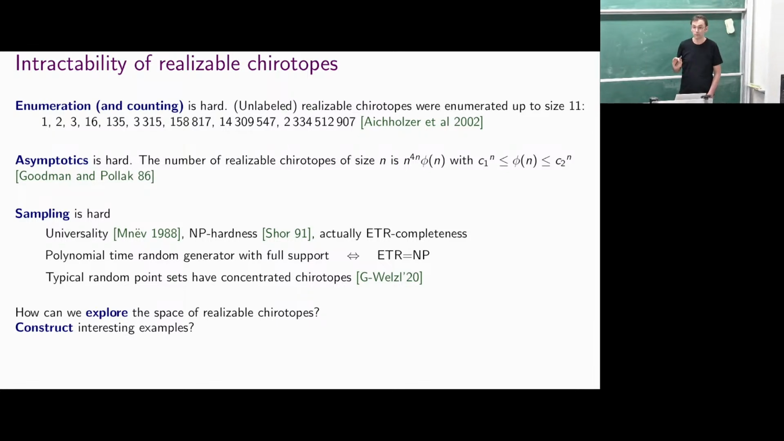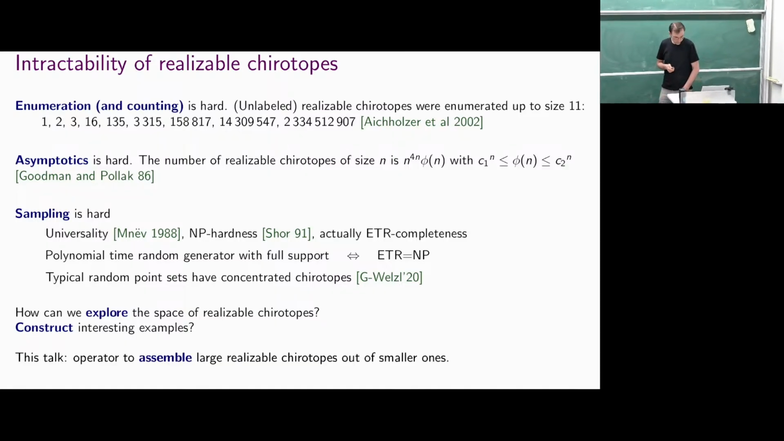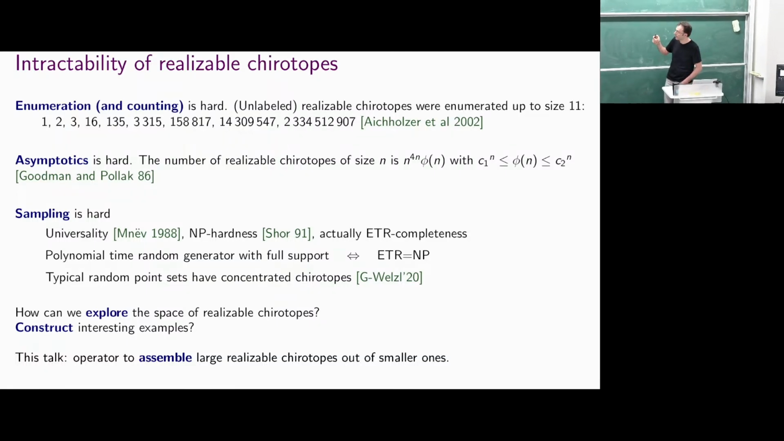Make sense? Okay. It's basically geometry without points. And so the way we do that is that we're going to try to assemble large realizable chirotopes out of smaller ones. And again, keep in mind that it's actually very difficult to pinpoint what makes a function a realizable chirotope because it's ETR hard. It's NP hard.